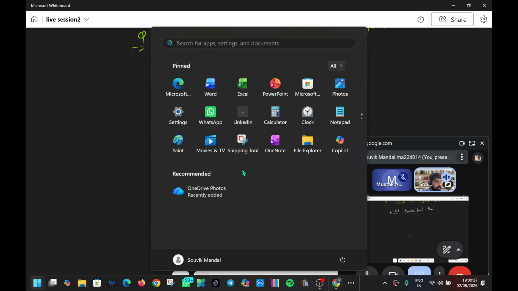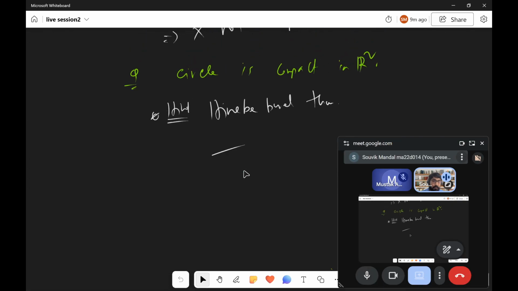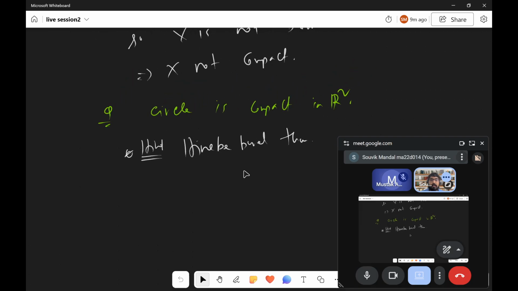Okay, so basically, the last problem which we are dealing with is to show that the circle is compact. That means we need to show that the circle is closed and bounded. What is a circle? A circle is all those points x, y such that x squared plus y squared equals 1.